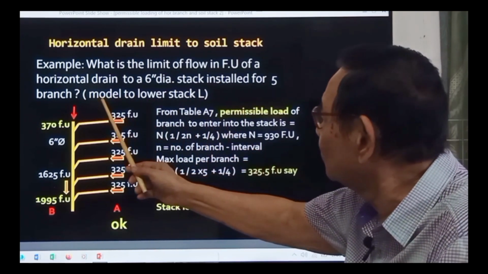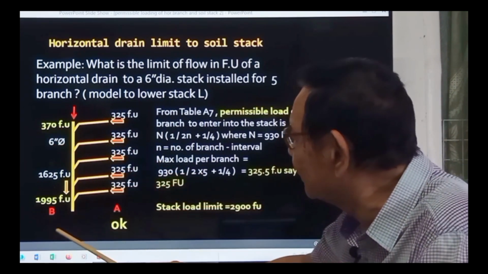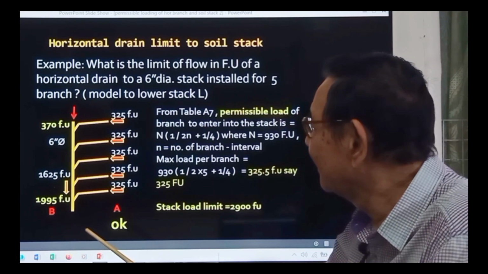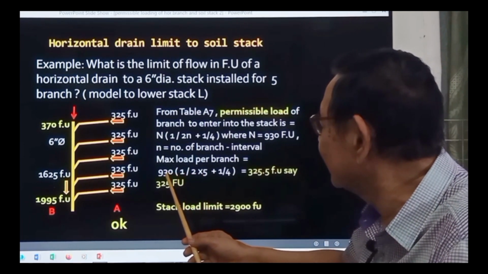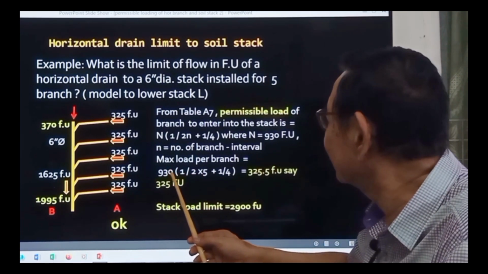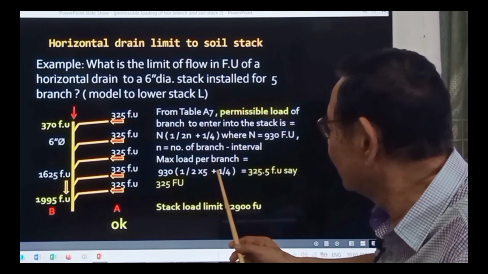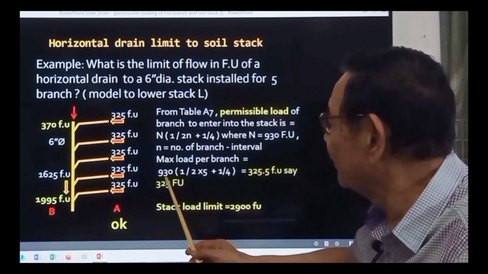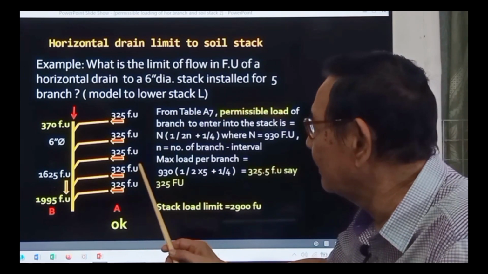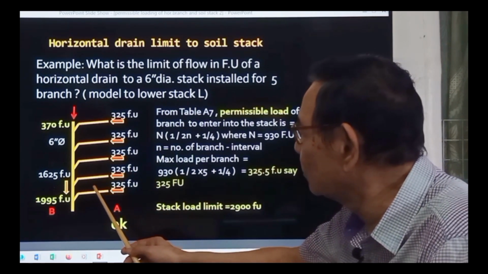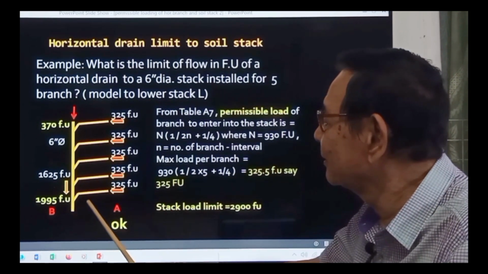Okay, dito naman tayo model to lower stock. Meron kang pumapasok na 370 fixtures unit. Ang A natin is 930. Times 5-story, 5 floors, is equals to 325 fixtures unit. So, 325, 325, 325. Ang pinakamataas natin dito sa lower stock is 200 fixtures unit. Pasok lahat yan. Okay yan.